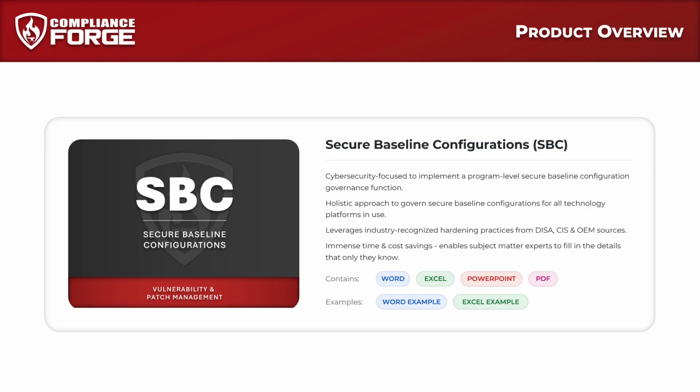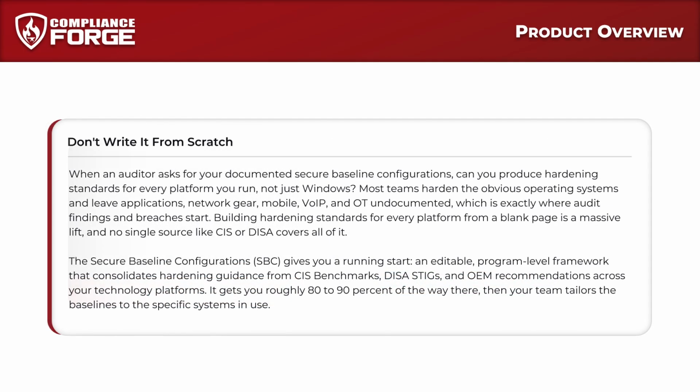It leverages industry-recognized hardening practices from DISA, CIS, and OEM sources, and it delivers immense time and cost savings, enabling your subject matter experts to fill in the details that only they know. When an auditor asks for your documented secure baseline configurations, can you produce hardening standards for every platform you run, not just Windows? Most teams harden the obvious operating systems and leave applications, network gear, mobile, voice over IP, and operational technology undocumented, which is exactly where audit findings and breaches start.